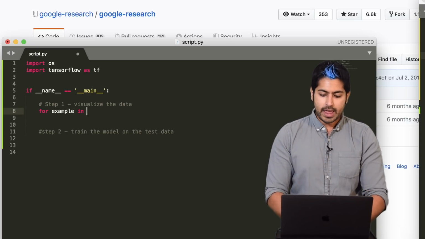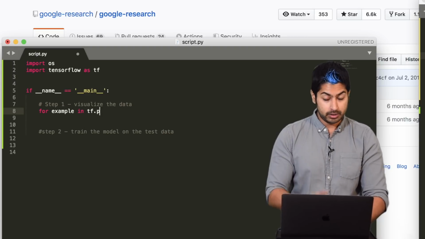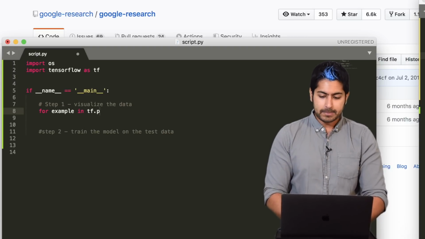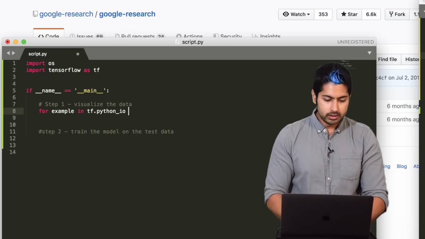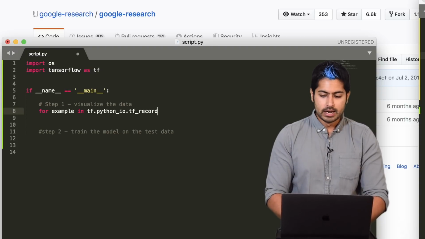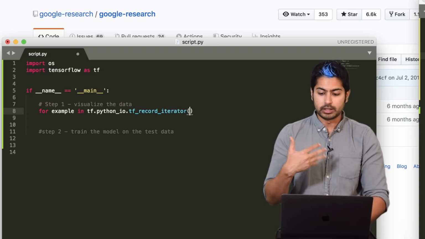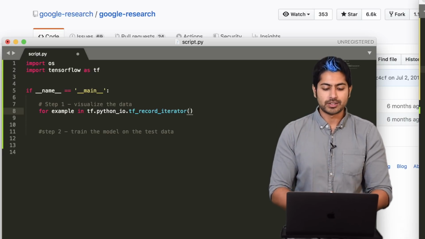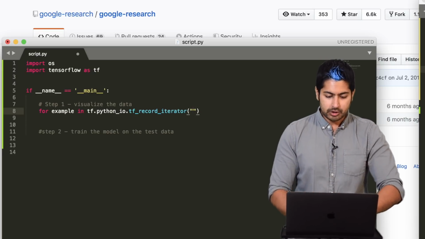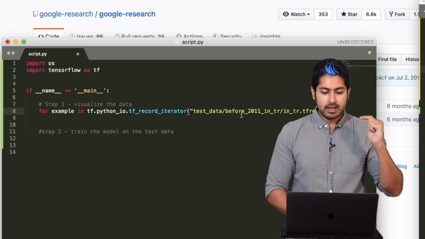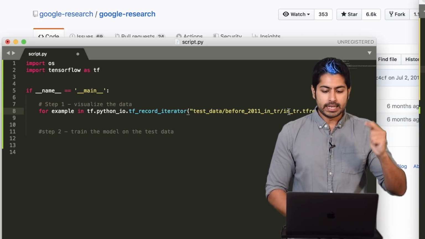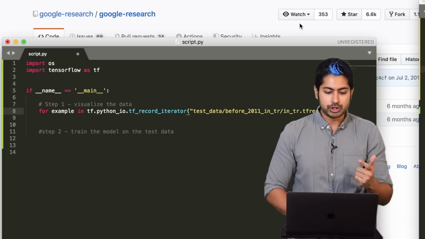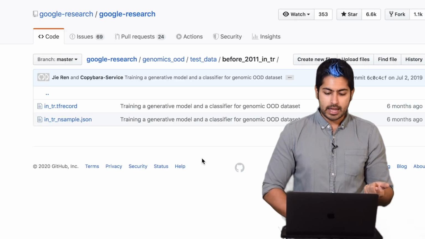So we'll say for every example in tf.python_io.tf_record_iterator. The TF record iterator will literally iterate through all of those records, and then we can do whatever we want with all of those records. So here's the name of it. It's inside of test data before 2011, in training data, in training record.tf record, right? That's the one that we just looked at. This is the one.